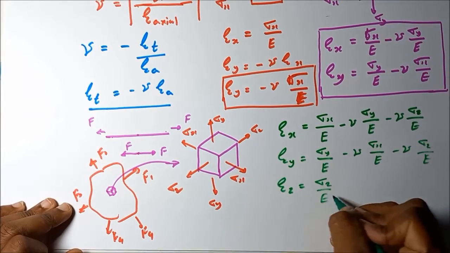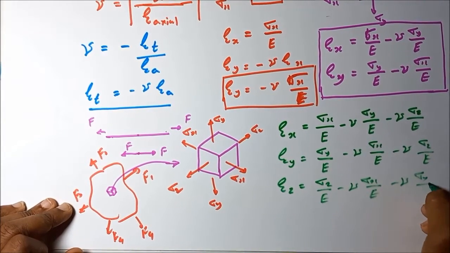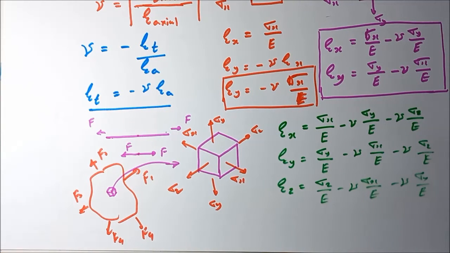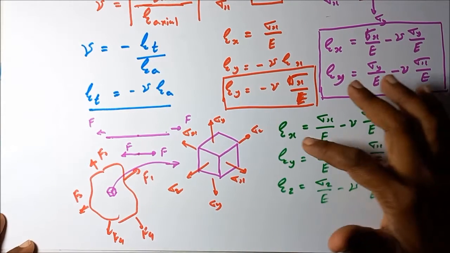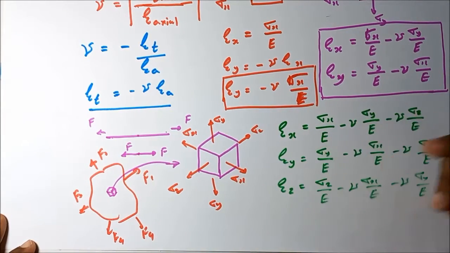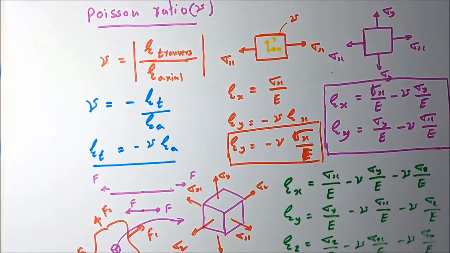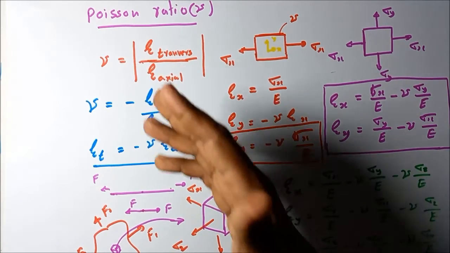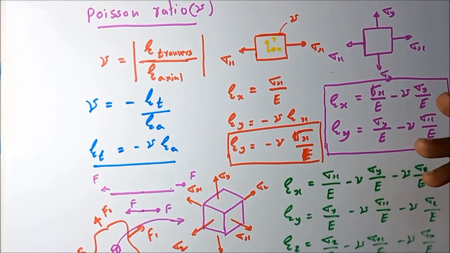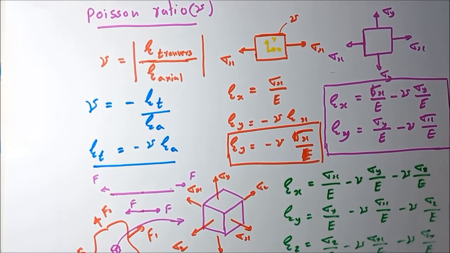Sigma z divided by E minus nu sigma x divided by E minus nu sigma y divided by E. These are the equations to find the strain in x direction, strain in y direction, strain in z direction under this kind of stress situations. Okay, I think you all got a very clear idea about the Poisson ratio and the Poisson effect, and how we are calculating the strain in different directions due to the action of these stresses.